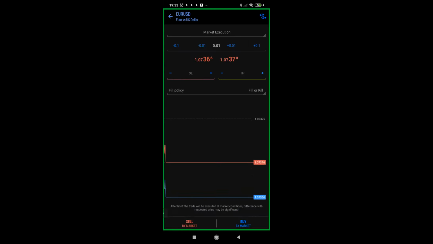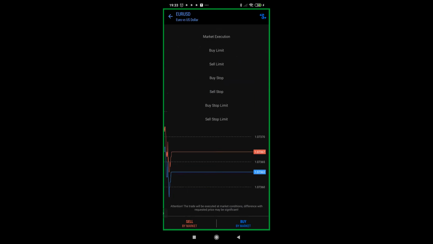When you click on new order, you see this page here. The first thing you see is market execution. That is if you want to enter into the market immediately. When I click on market execution, what do I see? Okay, you see it, and then you see all of the pending orders as well. Buy limit, sell limit, buy stop, sell stop. But let's start with just instant execution, which is market execution.